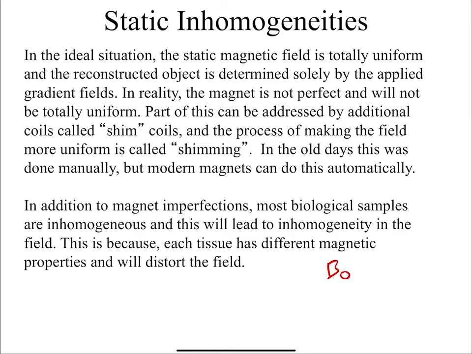And then you actually shim it. You actually have all these operations where you put in little pieces of metal to make it more uniform, and then you even have shimming where you have coils to make the field more uniform. But what happens is once you put any sample into that uniform field, if that sample has any magnetic properties, it will deform the field. So it will no longer be uniform.